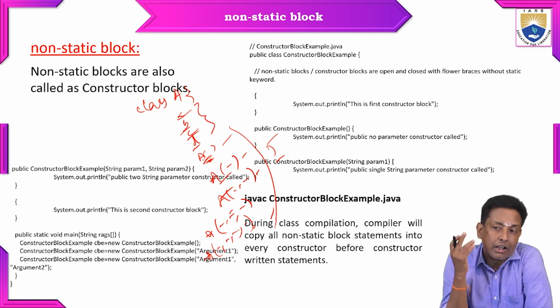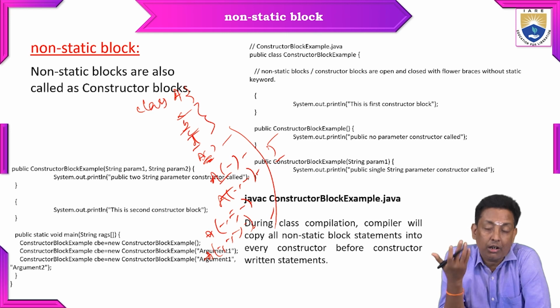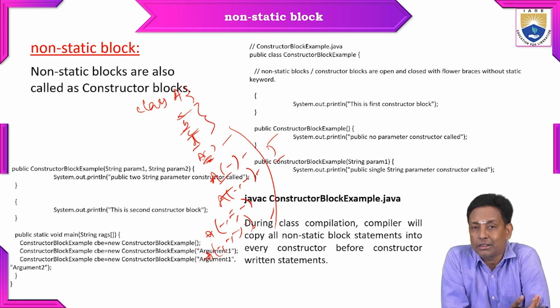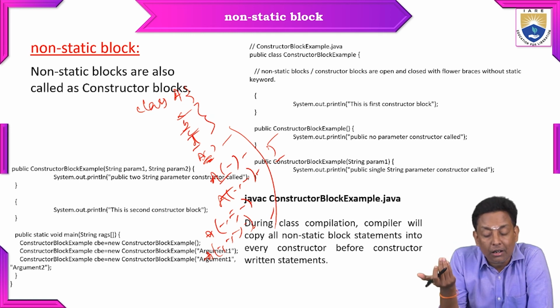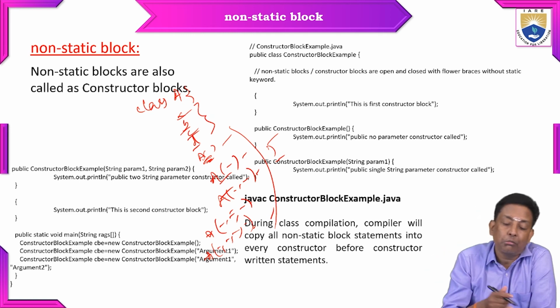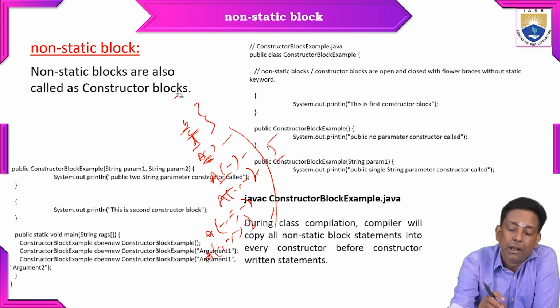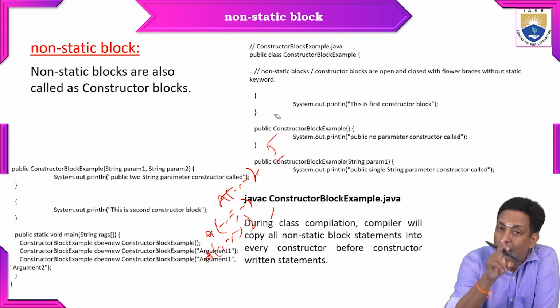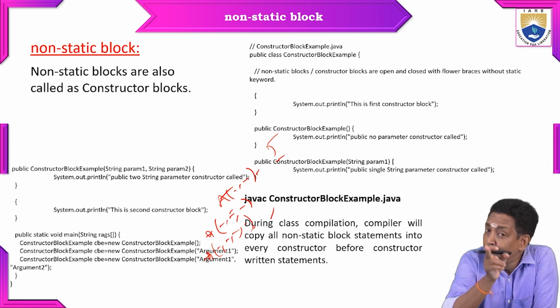If you want to write reusable code, or a repetition of code exists across all the constructors of our class, instead of writing that repetition of code in every constructor, you better write it in the constructor block. Code written in the constructor block is not called before the constructor.